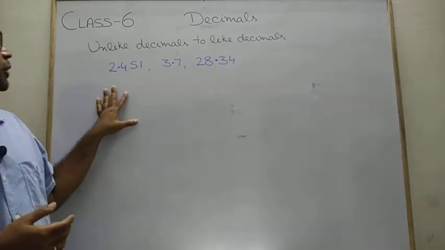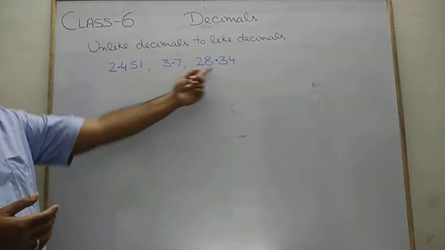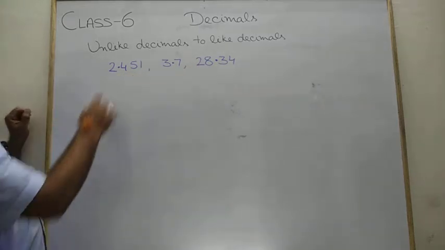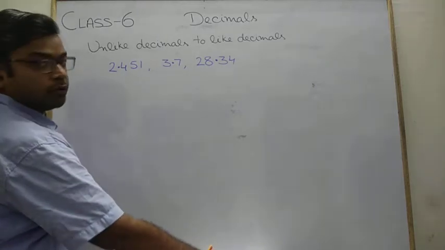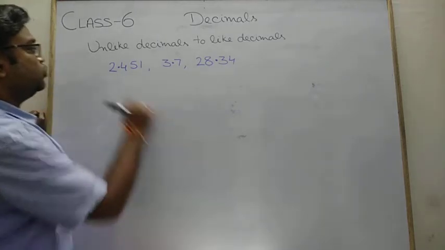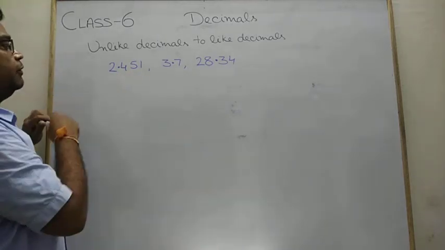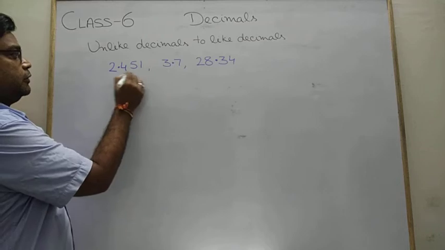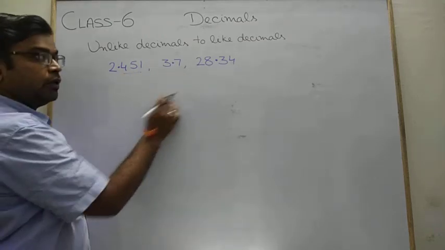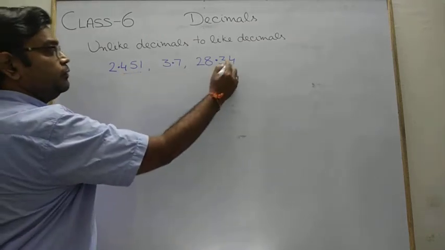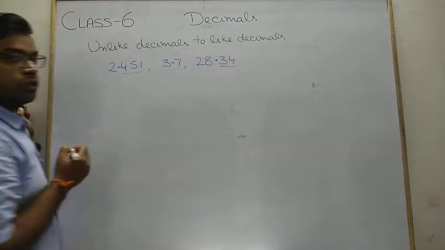In this question, I use three decimal numbers having different digits just after the decimal. Clear? It's 2.451. Here we have three digits. Here we have only one digit, 3.7. Here we have 28.34. It's two digits.